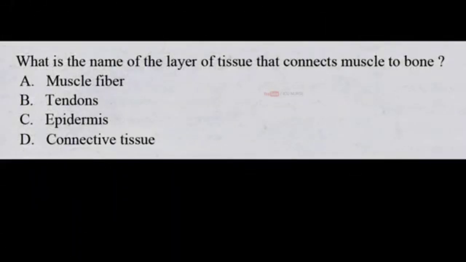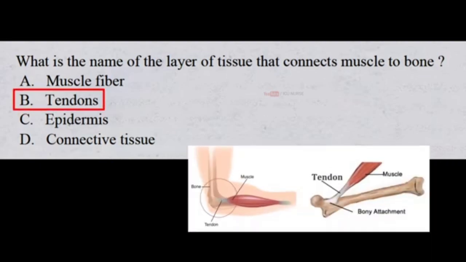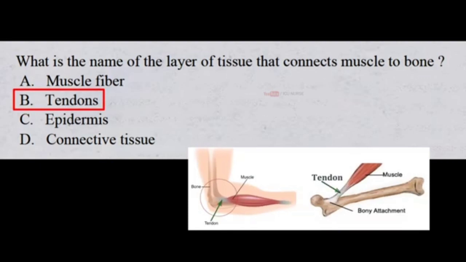What is the name of the layer of tissue that connects muscle to bone? A. Muscle fiber. B. Tendons. C. Epidermis. D. Connective tissue. And the correct answer is B. Tendons. A tendon is a fibrous connective tissue that attaches muscle to bone.